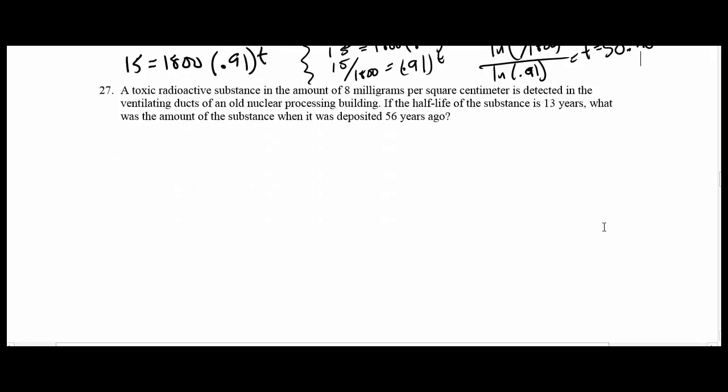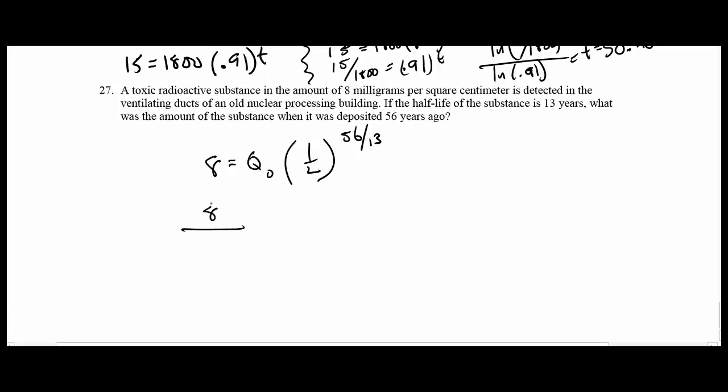All right, lastly, number 27. A toxic radioactive substance in the amount of 8 milligrams per square centimeter is detected in the ventilating ducts of an old nuclear processing building. If the half-life is 13 years, what was the amount of the substance when it was deposited 56 years ago? Okay, so using our half-life formula, we have that it's 8 milligrams now. I don't know what the initial amount was, so 1/2 to the 56 over 13. So I just want to solve that.